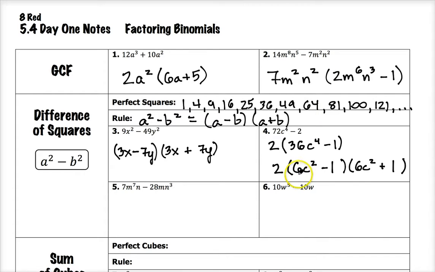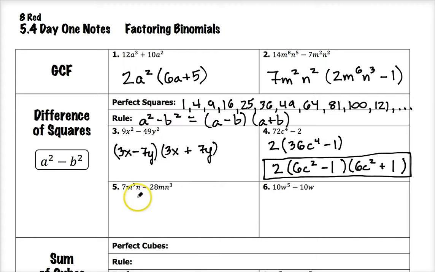Now, it might be tempting to try to factor this further because you see a 6c squared minus 1. But remember, 6 is not a perfect square, so even though there's a c squared here and a 1 here, this is not a difference of squares because 6 isn't on your perfect squares list. So this right here is your factored answer.